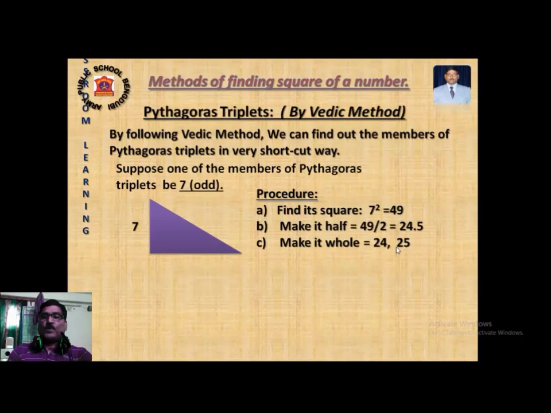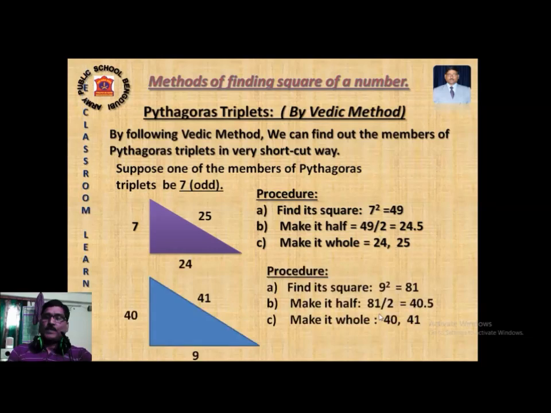Clear? Let's see one more example. Here, one member is given whose value is 9. How to find out the other values? Same procedure. Find the square of 9, that is 81, and make it half. 81 by 2, I am getting 40.5. So make it whole, it will be either 40 or 41. If I add, then 41, if I deduct, 40. Hence, the members of the Pythagoras triplets are 9, 40 and 41. Clear?